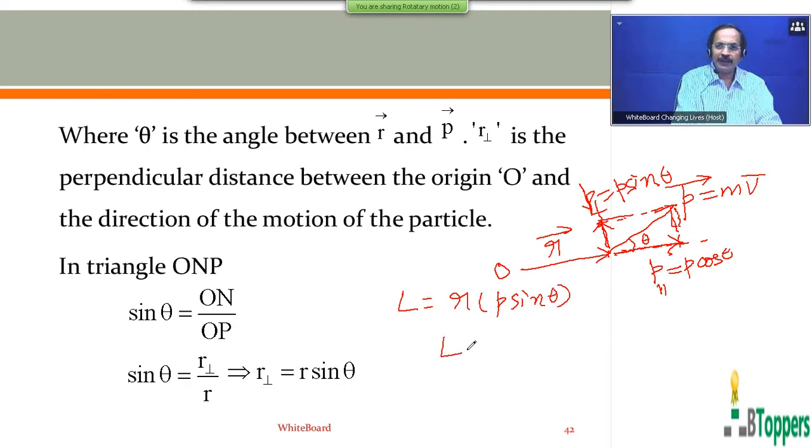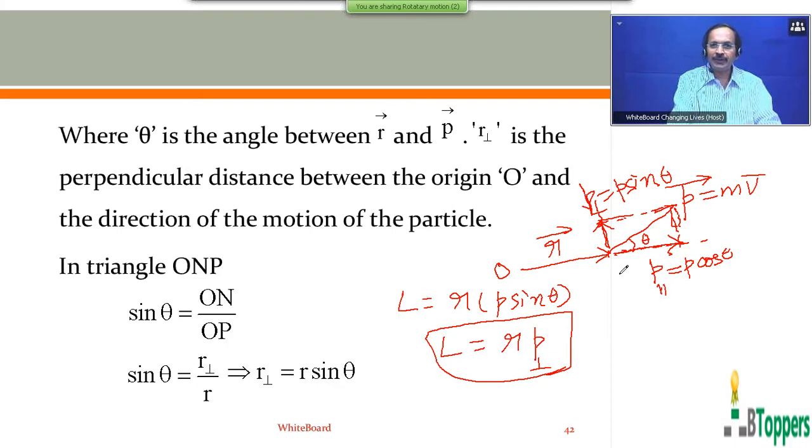You can resolve the linear momentum vector P bar of the particle into two rectangular components, in the directions parallel to R bar and perpendicular to R bar. The component of the linear momentum vector of the particle which is parallel to the position vector R bar can be denoted by P subscript parallel, which is equal to P cos theta. The component of the linear momentum vector P bar which acts perpendicular to R bar is denoted by P subscript perpendicular, which you can write as P sin theta.